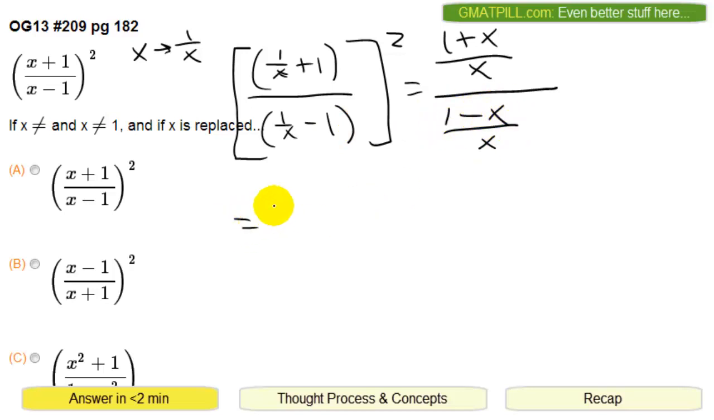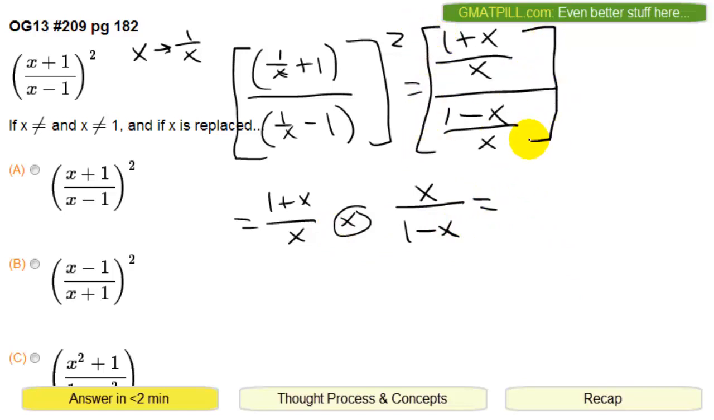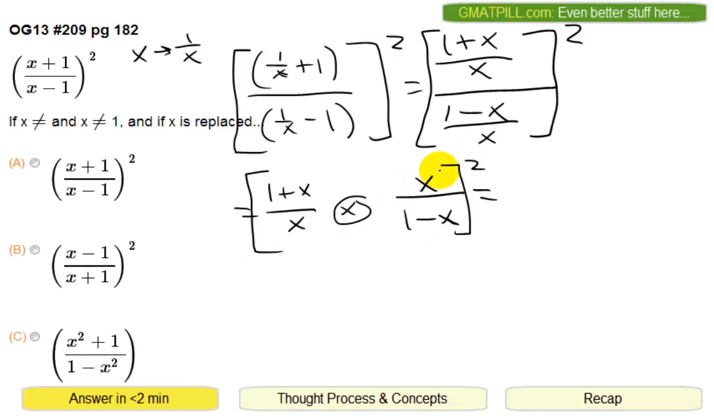So then you want to flip it, so that's the same as 1 plus x over x times the x over 1 minus x. So you flip this when you multiply it, and then you get, I almost forgot, this entire thing needs to be squared. So this entire thing is squared. The x's basically cancel out. So this x cancels out with that x, and you're left with 1 plus x over 1 minus x quantity squared.